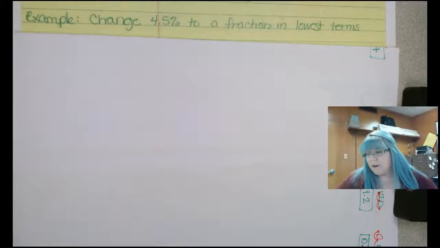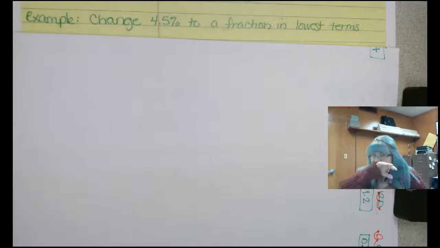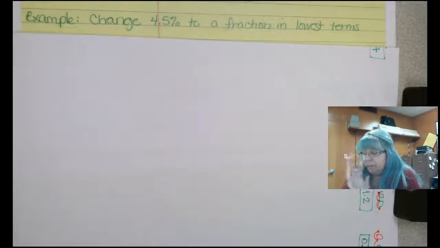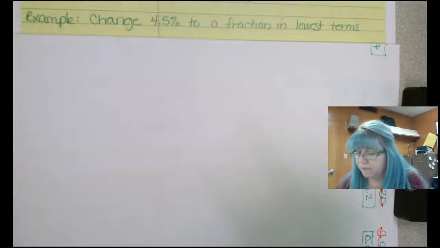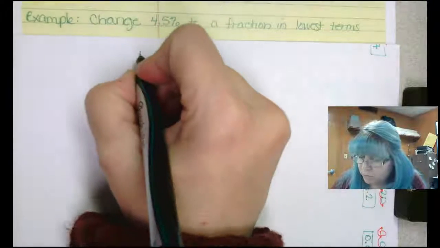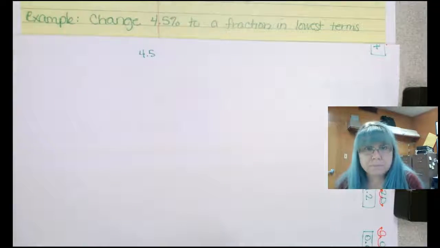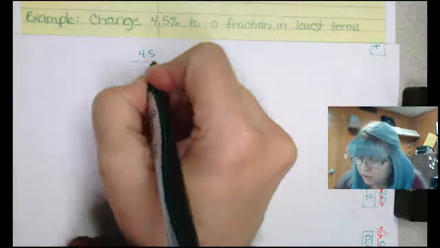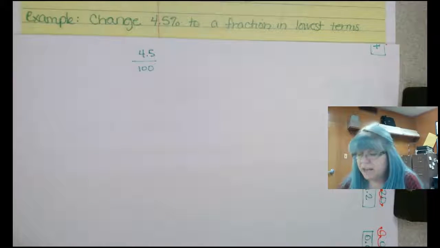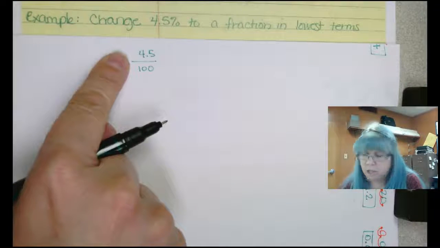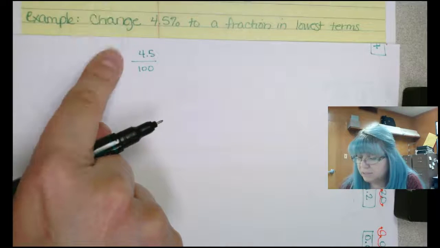Now, not all fractions or percents to fraction are that direct. Sometimes we have to manipulate it a little bit. Okay, so let's change 4.5% to a fraction in lowest terms. First things first, we'll write it without the percent symbol. Second step, we'll write it over 100. Alright, well, fractions don't have decimals as numerators or denominators, so let's get rid of that decimal.